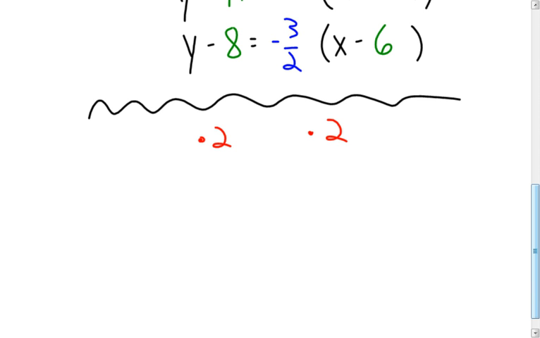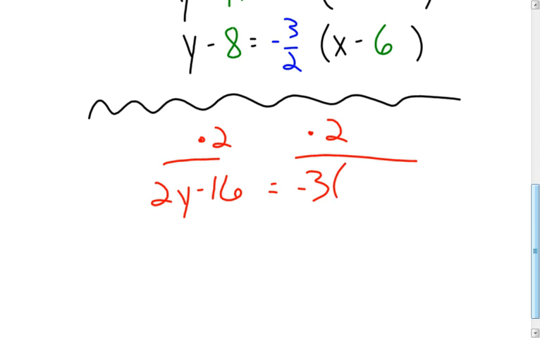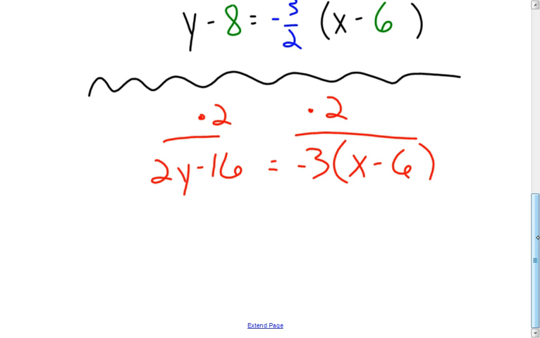Now when I do that, I'm going to have 2y minus 16 here, and on this side, I'm going to take that -2 and multiply by the 3/2, so I'll have -3, and then I still have that x minus 6. And then I can go on, don't have to worry about these fractions. Distribute. For whatever reason, I'm going to distribute on the right side first. Left side doesn't change.